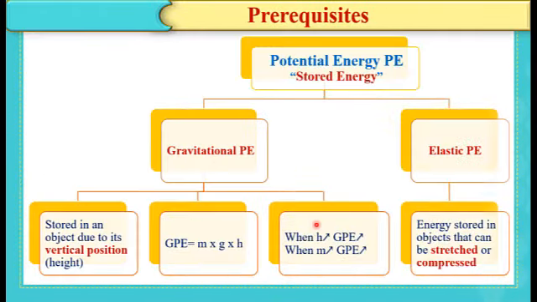Last time we talked about potential energy. We said that potential energy is the stored one. It's divided into two parts: gravitational, which is the stored energy in an object due to its vertical position, which means the height. We can calculate it by multiplying the mass, gravity, and height. And we said that the mass and height are directly proportional, which means if they are increasing, the gravitational potential energy will increase, and vice versa. The elastic potential energy is the energy stored in an object that can be stretched or compressed.